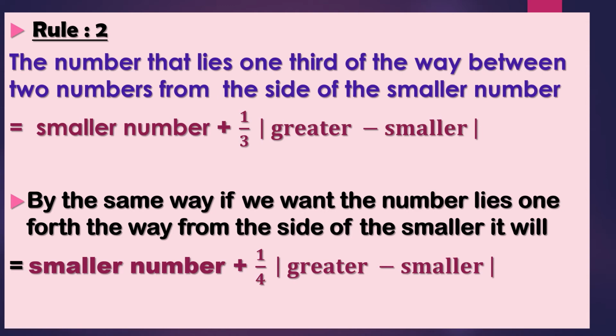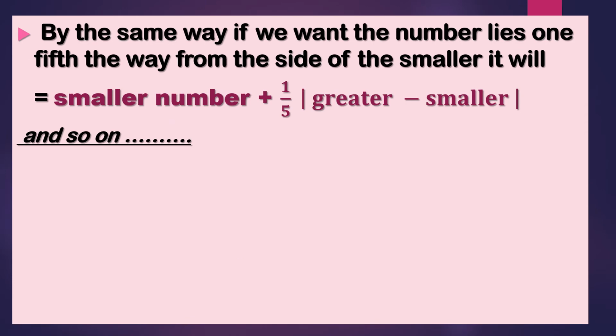Let's take the number that lies a fifth of the way from the side of the smaller. We have the smaller number plus 1 over 5 absolute value of greater minus smaller, and so on.